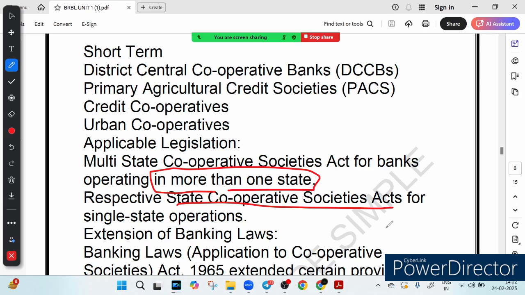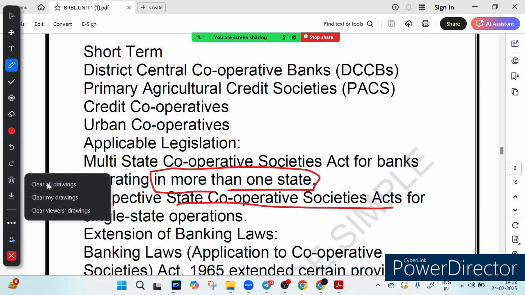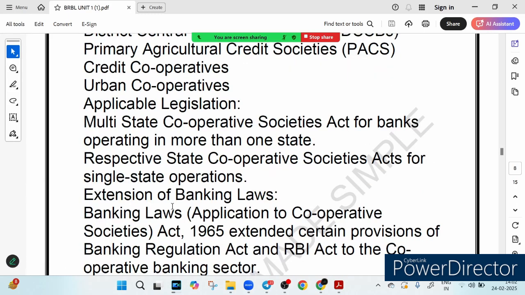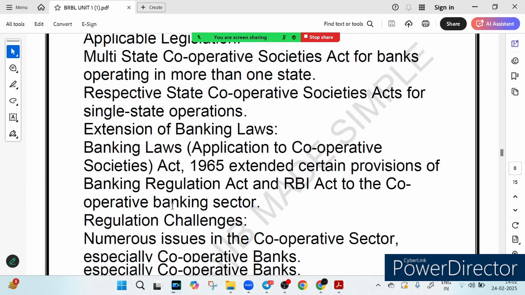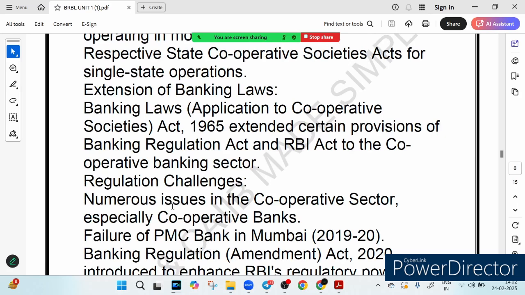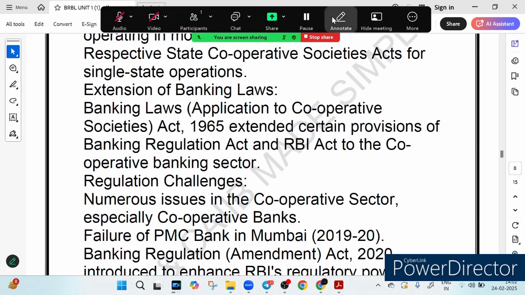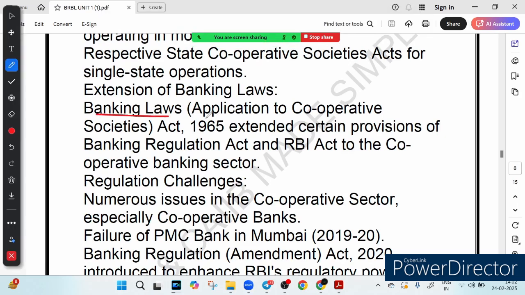But wait, how do cooperative banks fit into the larger banking system, right? So there are two types of applicable legislation. Now the question is, how do cooperative banks fit into the larger banking system? That is where the Banking Laws Act 1965 comes into the picture. It applied certain provisions of the Banking Regulation Act.